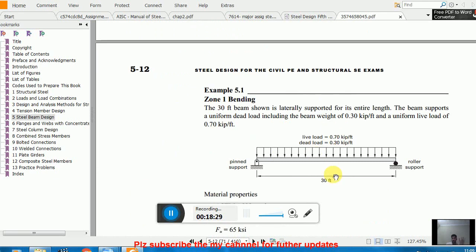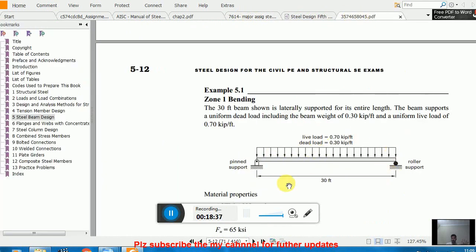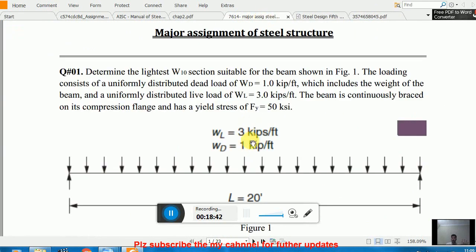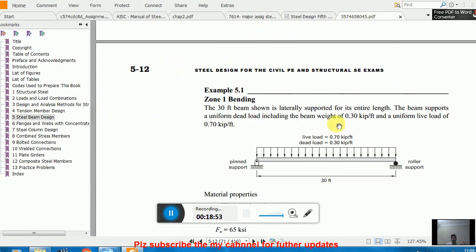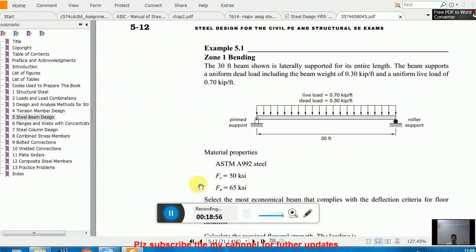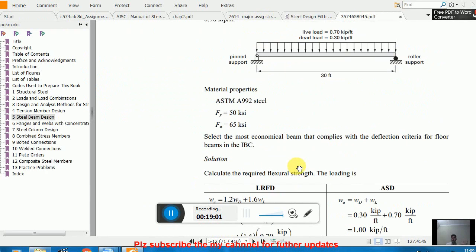moments. Okay, so let's start this example, a simple example just like I did before. The beam carries a UDL, the span is 30 feet, with a live load and dead load. If you watched lecture number 1, you got the answer to this, because both questions are similar. Here it is 20 feet, there 30 feet, and only the loads are different. The data is that Fy is this one, Fu is this one. Clear? You have to select the most economical beam that complies with the deflection criteria.